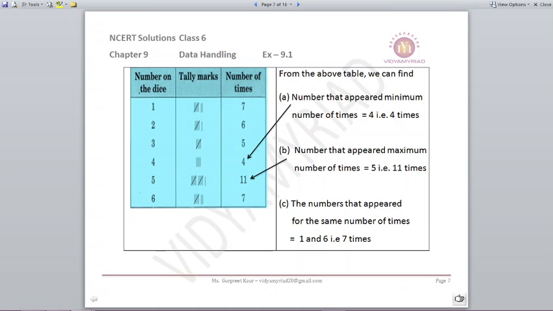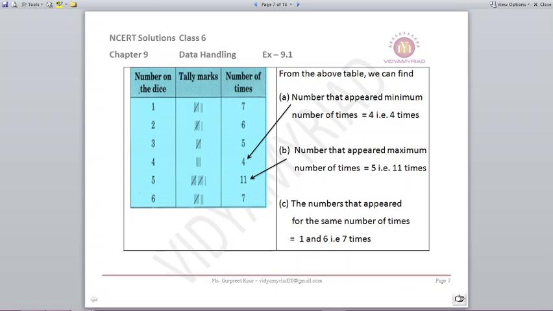So just see the minimum number, the third column, number of times. 4 is the number which is coming minimum number of times, and this is represented by 4 on the dice. That means on the dice 4 is there which is coming 4 times, and this 4 is coming minimum number of times. B part, the number which is appearing maximum number of times.